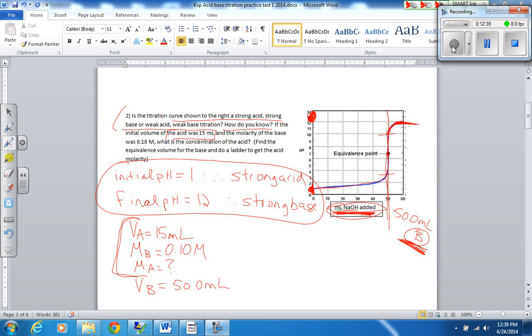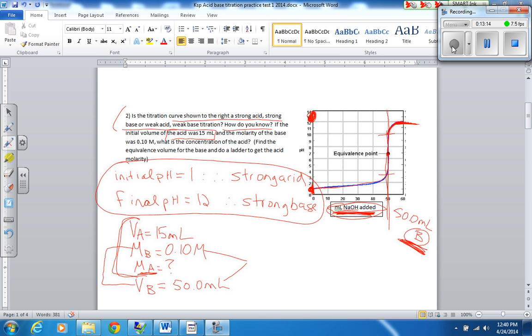Now I need to do stoichiometry. Volume and molarity. Which one do I have both the volume and the molarity for? I don't know the molarity of the acid. I have the molarity of the base and the volume of the base, so I can use those two to get moles of base. And then remember, on these problems, we're assuming a 1-to-1 ratio. If there were not a 1-to-1 ratio, I would give you the reaction. So we're assuming 1-to-1.